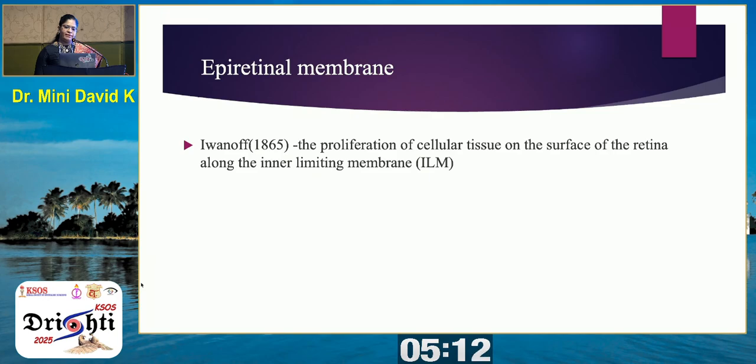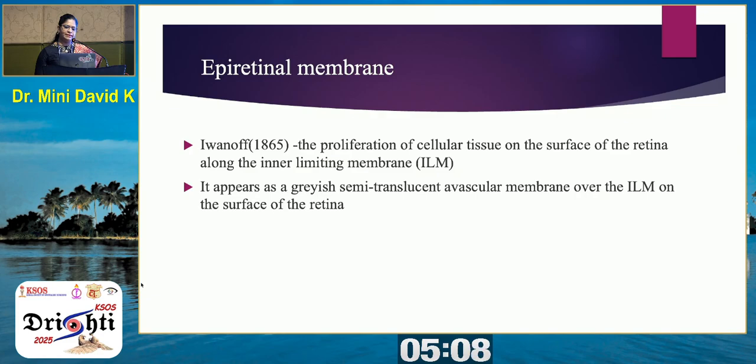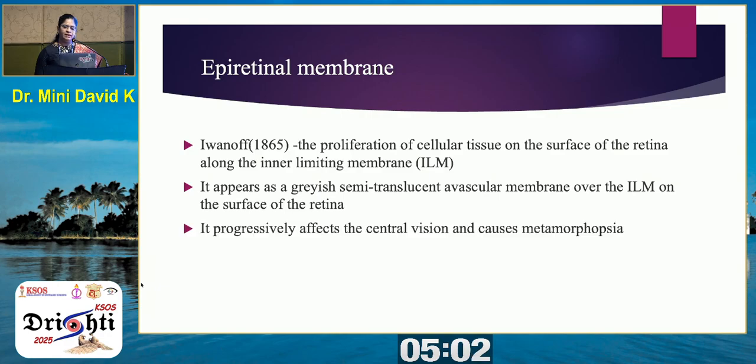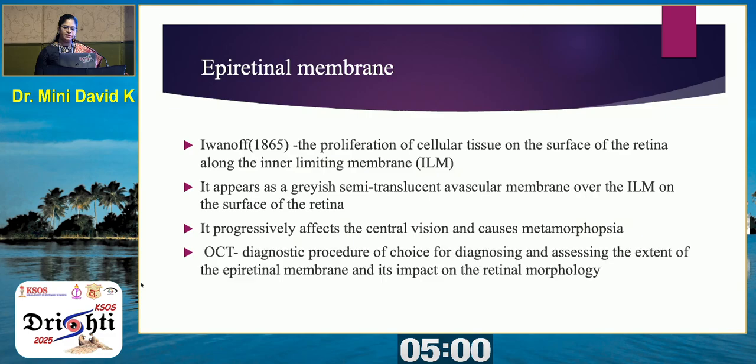Next is epiretinal membrane. The proliferation of cellular tissue on the surface of the retina along with the inner limiting membrane appears as a grayish semi-translucent avascular membrane over the ILM on the surface of the retina. It progressively affects the central vision and causes metamorphopsia. OCT is the diagnostic procedure of choice for diagnosing and assessing the extent of epiretinal membrane and its impact on retinal morphology.